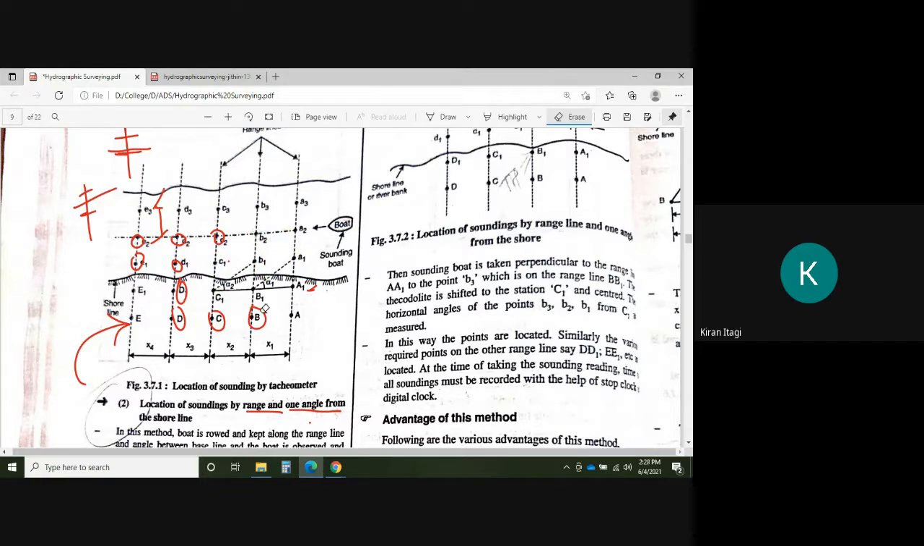Next time you may ask, sir, how will I come to know this point? Say you have done the surveying and everything, and the next day you want to locate this point. What you will do, these ranging lines will be here only.